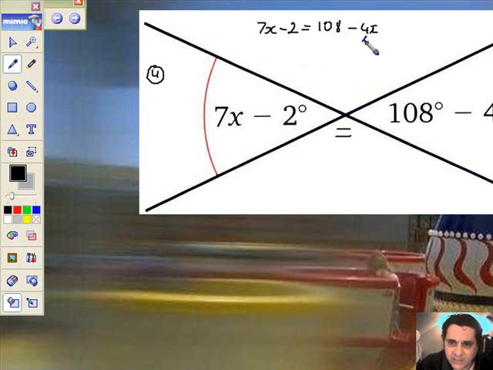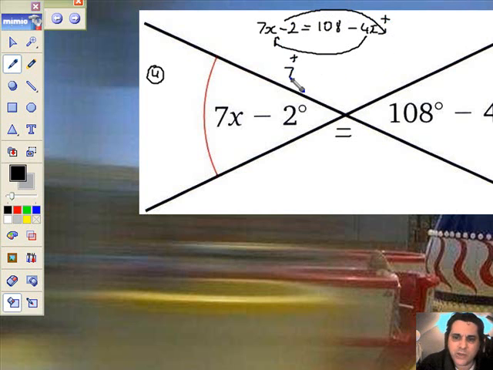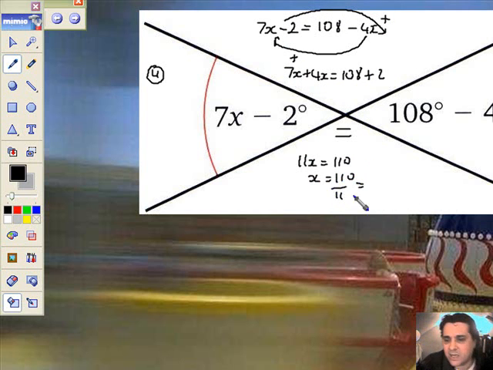My minus 4x will come over here and get added, and my minus 2 will go next door and get added as well. So if I just rewrite the equation, I've got 7x plus 4x comes to 108 plus the 2. Writing down here now, I've got 11x comes to 110. If I divide by 11, x is going to be 10, because 10 times 11 is 110. So x is 10. It's not 10 degrees, it's just part of what makes each part of these angles.